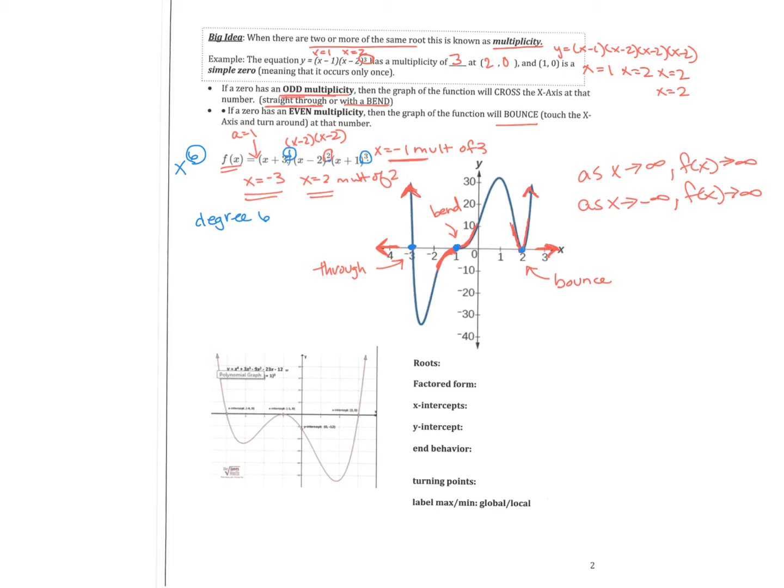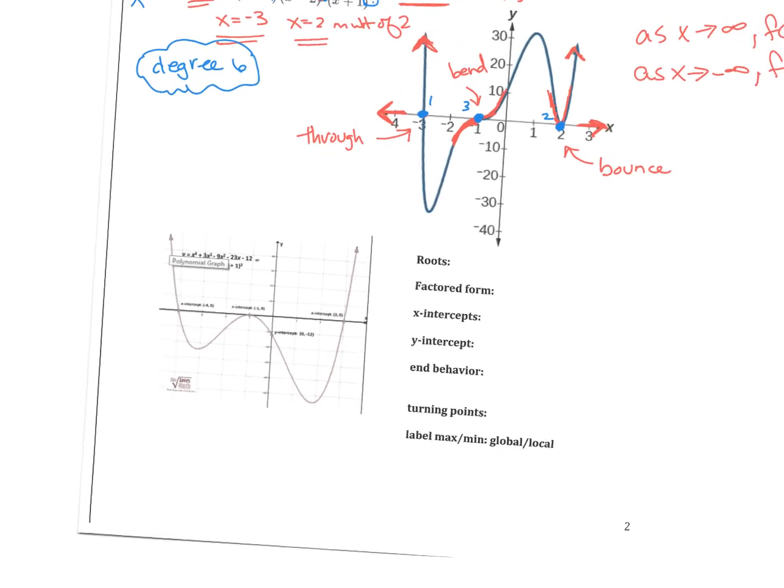And this is a 0 with a multiplicity of 2 because it was a bounce. So I take my multiplicity of 1, my multiplicity of 3, my multiplicity of 2, and I add those up, and I still get to degree 6, whether I'm looking at it in factored form or in graph form. So let's take a look at our final example down here at the bottom.